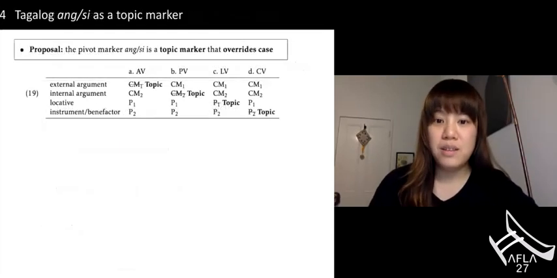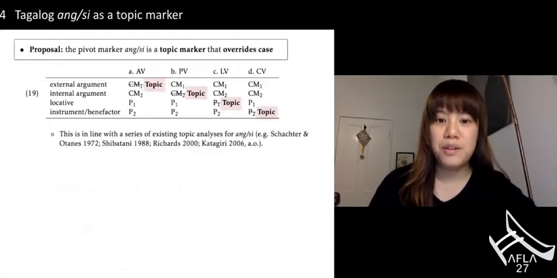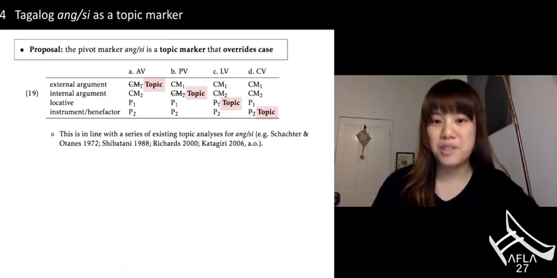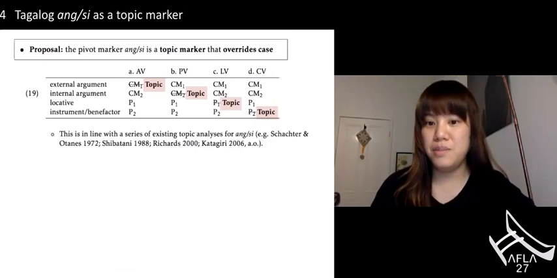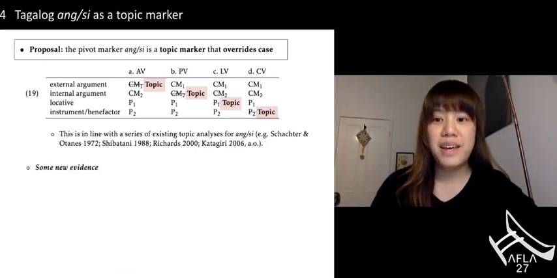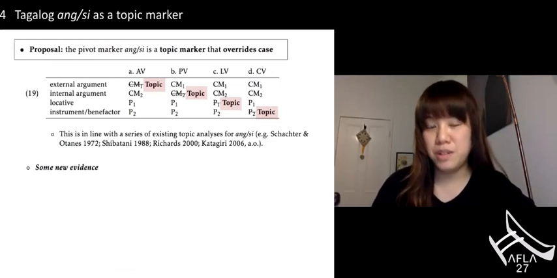And so, following several previous approaches, I will be assuming that pivot marks topic in Tagalog and in some other Austronesian-type languages. And this topic marking overrides morphological case, which is why we've seen it's available on both core arguments and adjuncts in LV-CV clauses. And here I'll be quickly talking about some potential new evidence for this approach.